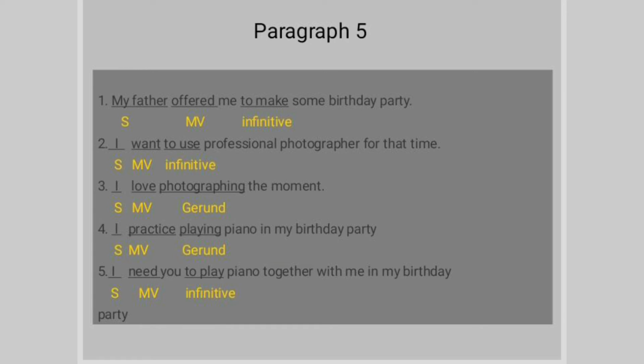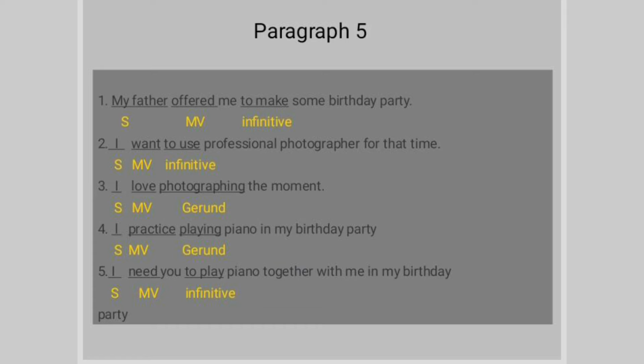gerund. The first sentence is, my father offered me to make some birthday party. My father is subject, offer is main verb, to make is infinitive. The second example is, I want to use professional photographer for that time. I is subject, want is main verb, to use is infinitive.